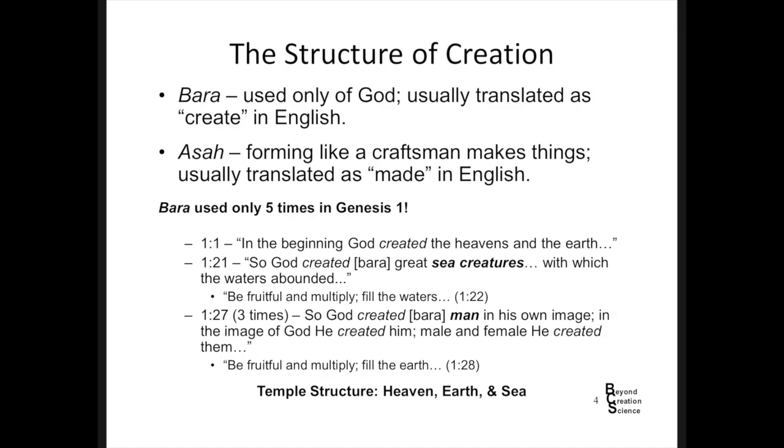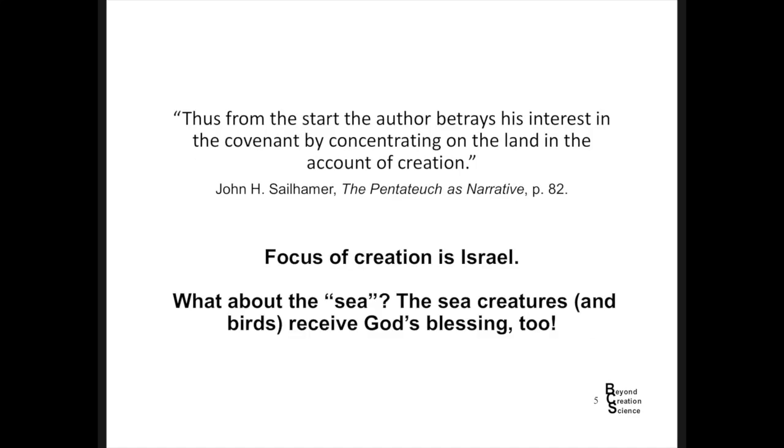So the temple and the tabernacle was a physical model of the covenant world introduced in Genesis 1. And of course, we can see how the temple and the tabernacle were made after the pattern. Well, there has to be a pattern before them, and that's really ultimately what Genesis 1 is setting up: heavens, earth, and sea. Now, it should not surprise us then that Genesis 1 presents a special focus, a special emphasis on the land, right? I used this quote earlier. Dr. John Sailhamer says, "Thus, from the start, the author betrays his interest in the covenant by concentrating on the land in the account of creation."